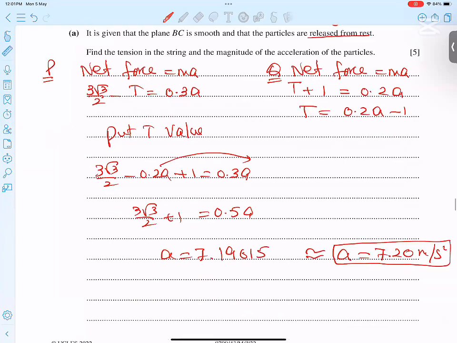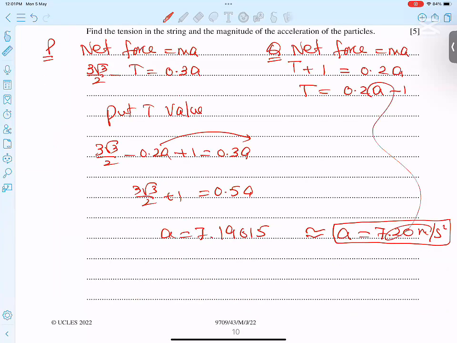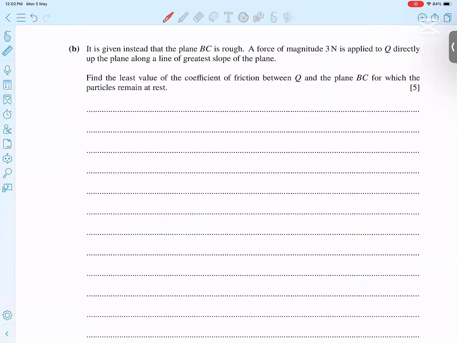And this value, I can put into any equation to get the tension. Tension is equal to 0.2 into, but I will not use the rounded value, I'll use the original value, 7.19615 minus 1. So into 0.2 and from the answer minus 1. And I got the answer for tension, 0.4392.